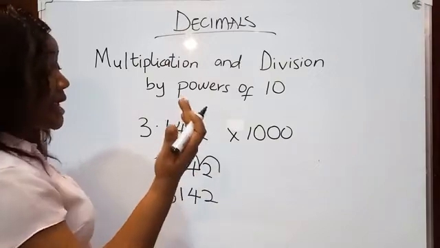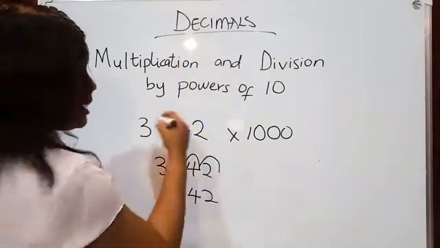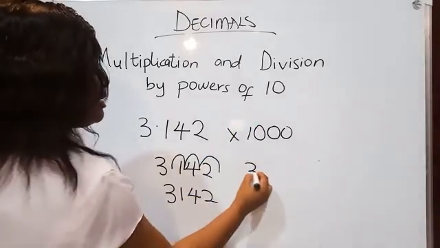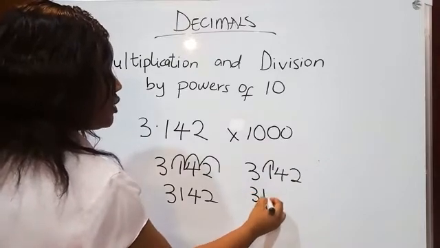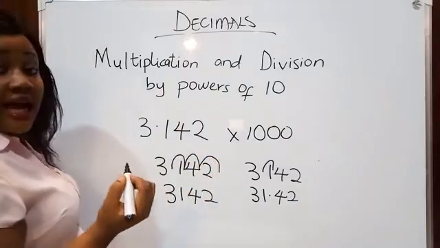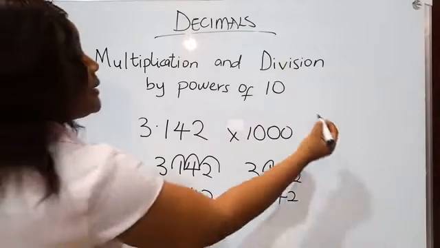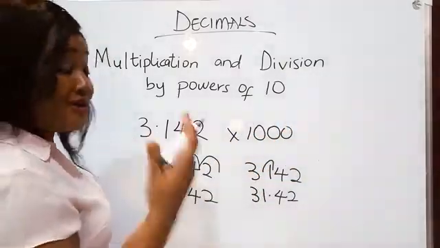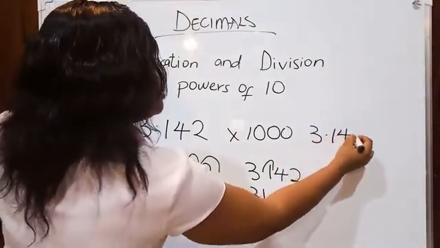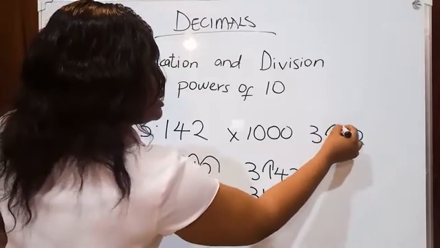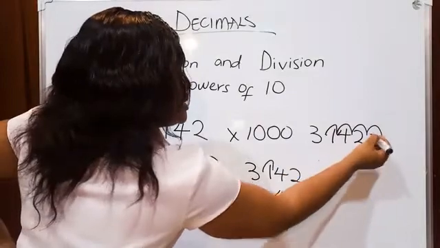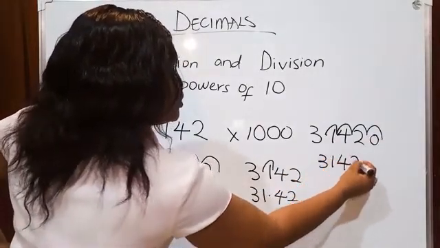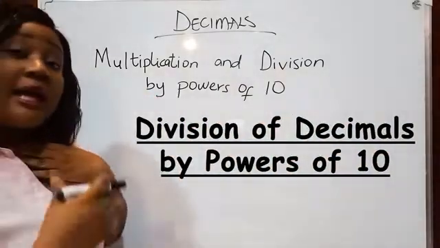Same way, if I'm supposed to multiply it by 10, 10 has just one 0, and I have 3.142. I just move it by 1, and I have 31.42. I can even multiply it by 10,000. 10,000 has 4 zeros, so with 3.142, we move 1, 2, 3, 4. And anytime you get to an empty space like this, just add 0 to it. So you have 31420. And that's it. So let's look at dividing decimal fractions by powers of 10.